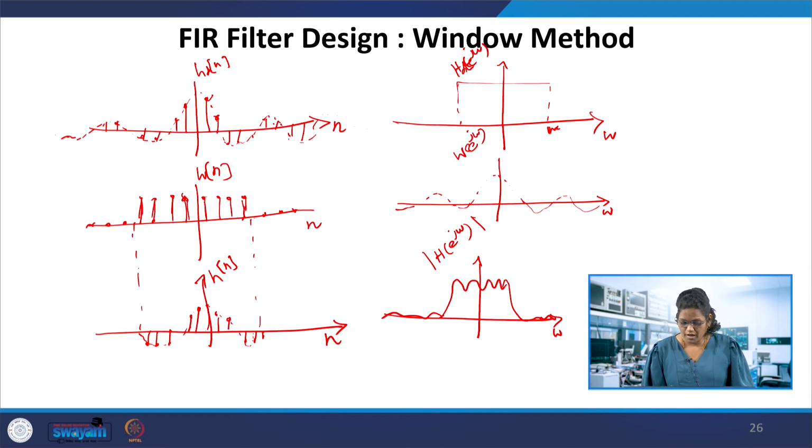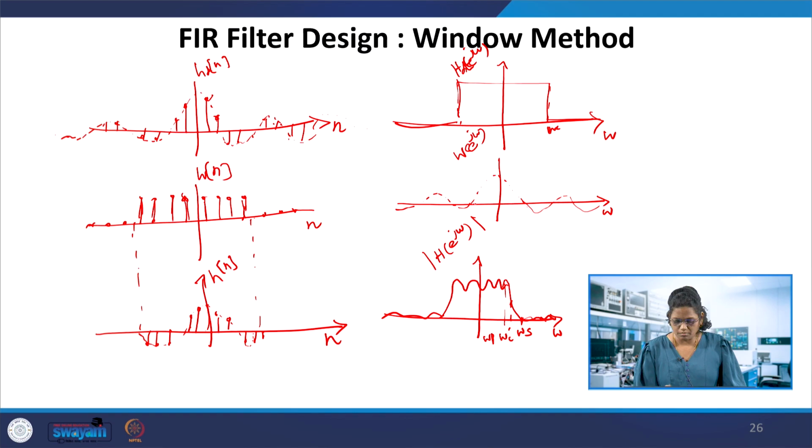So the ripples will be there in the pass band, and this is the pass band and this is the stop band of the ideal filter. This pass band will have ripple, and the stop band will have ripple. These allowable ripples in the pass band and stop band will be given in the design: how much ripple is allowed, what is the cutoff frequency, what is the pass band frequency, and what is the stop band frequency. These are omega p, omega s, and omega c, which will be given in the design.